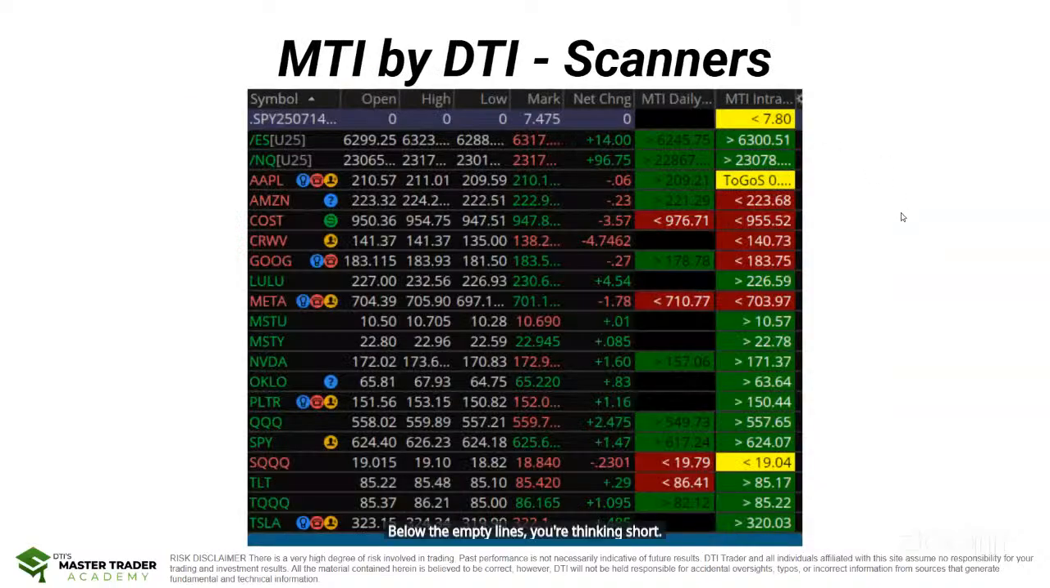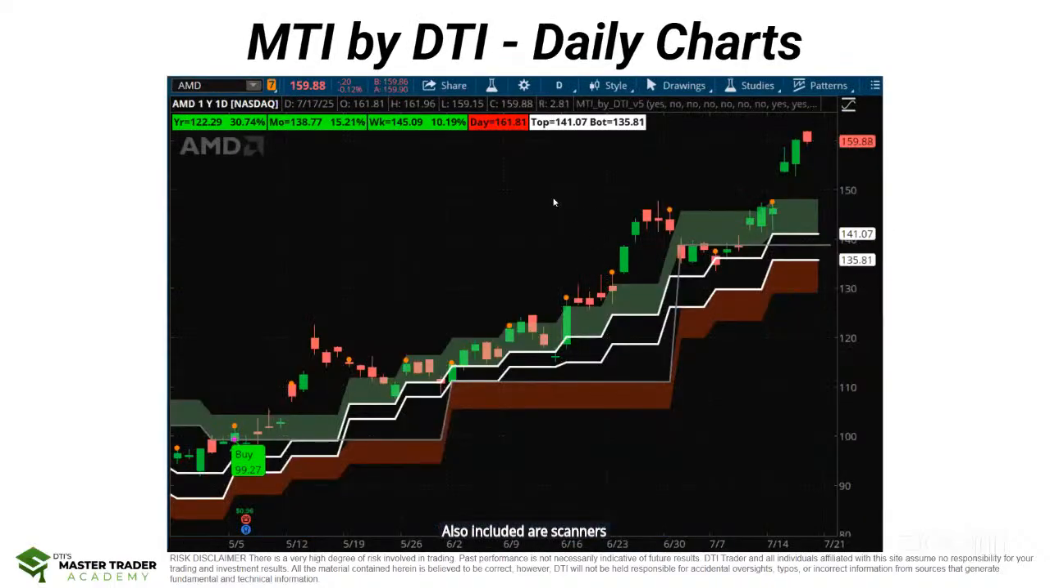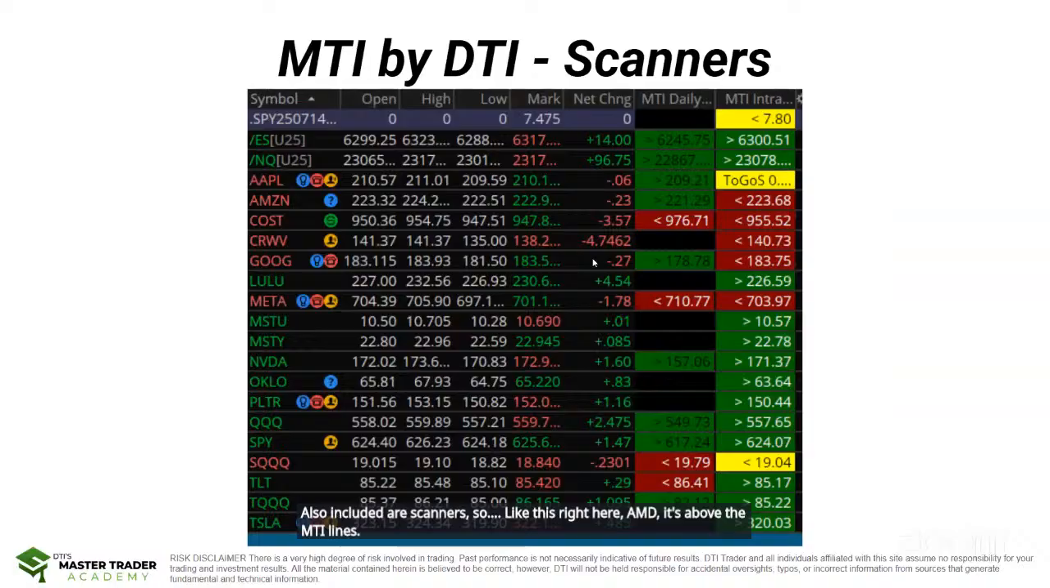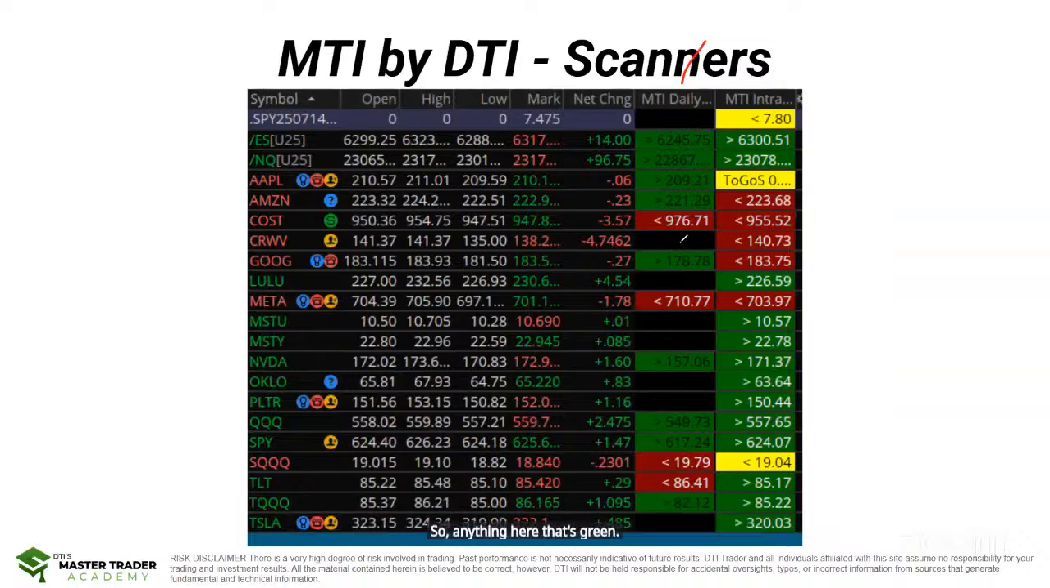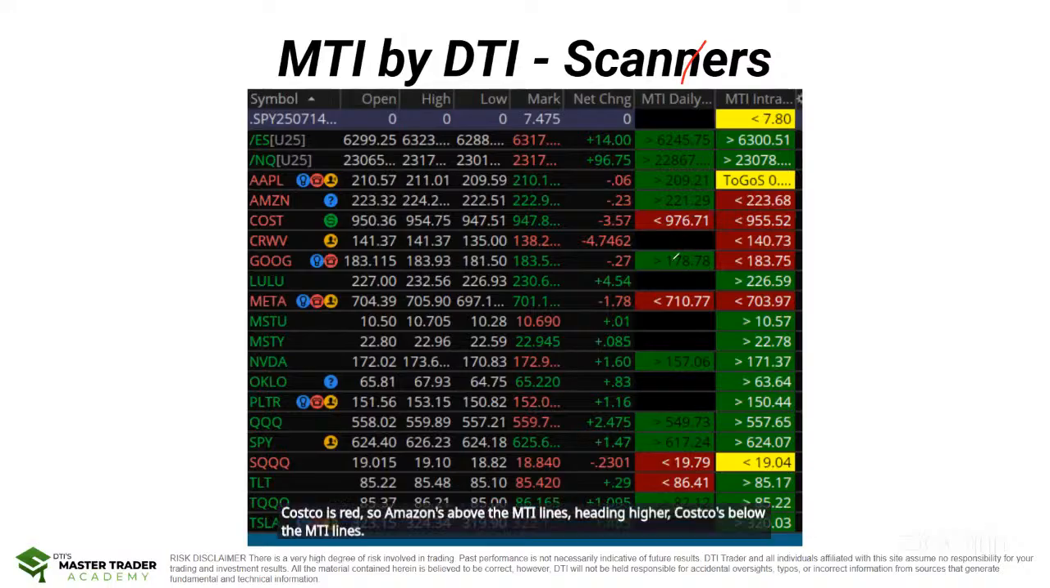Also included are scanners. So like this right here, AMD, it's above the MTI lines, so AMD would show up long on the MTI daily scanner. Unfortunately, it's not on my list here of stocks, but you have a daily column. That's the daily scanner, so anything here that's green, we know it's above its MTI lines. Amazon's green, Costco is red. So Amazon's above the MTI lines, heading higher. Costco's below the MTI lines. Google higher, Meta lower, Nvidia higher.